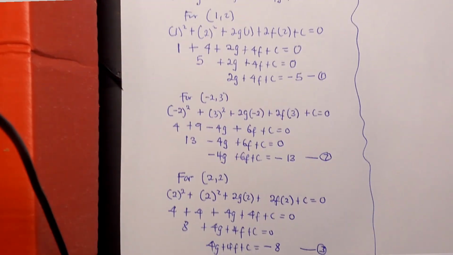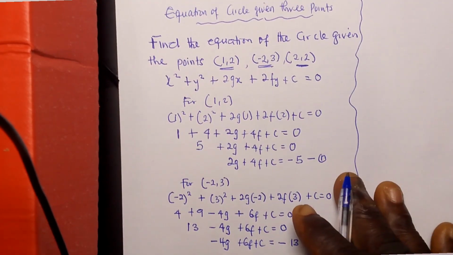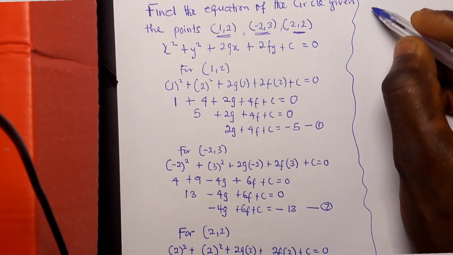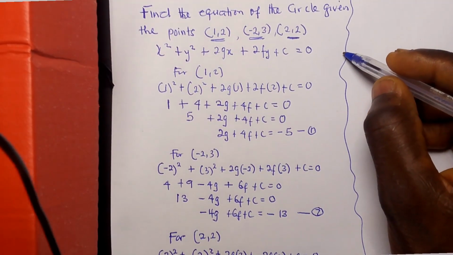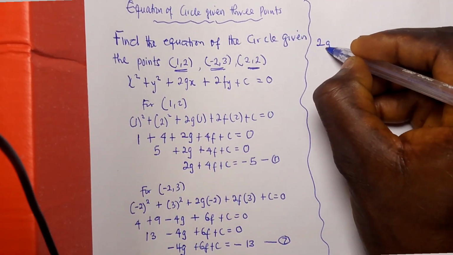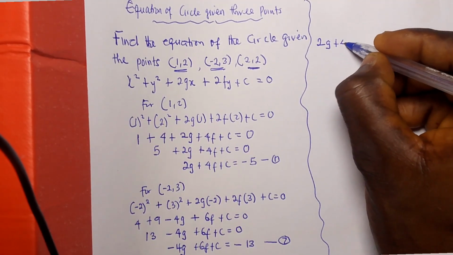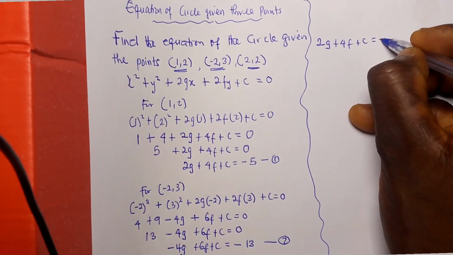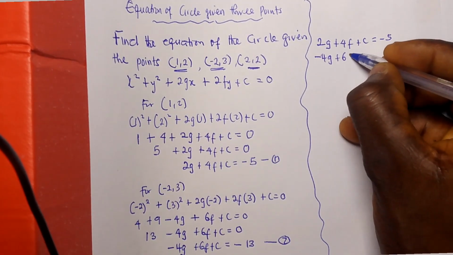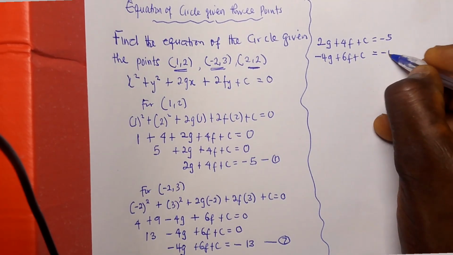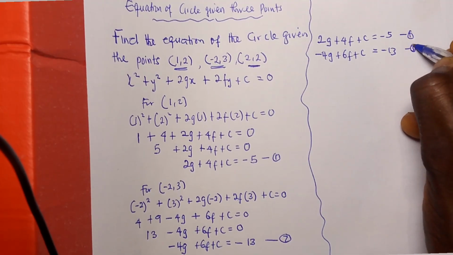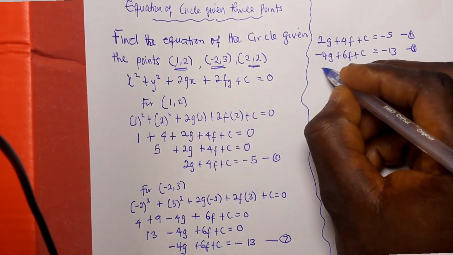So let's move to this side. We are now going to do the subtraction for the equation here. So we have 2j plus 4f plus c is equal to minus 5. And then minus 4j plus 6f plus c is equal to negative 13. So this is equation 1 and this is equation 3. So we are going to do the subtraction.